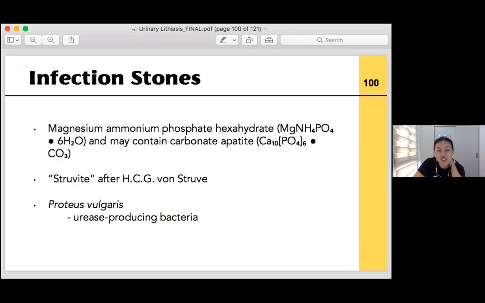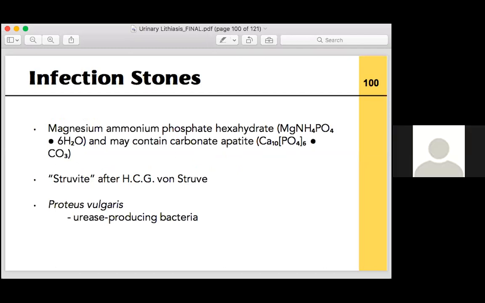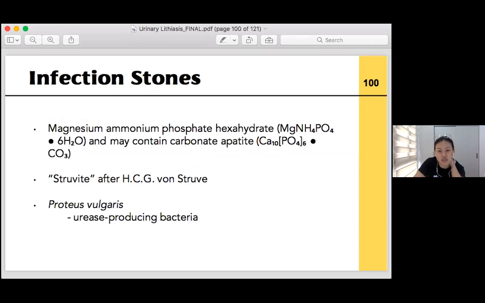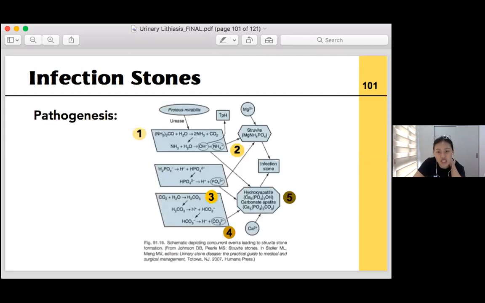So for infection stones, these are primarily composed of magnesium, ammonium, and phosphate, and may contain carbonate apatite. This was found by a Swedish geologist who named it after his mentor and called it struvite. They also isolated Proteus vulgaris, which is a urease-producing bacteria. So for the pathogenesis of this, because urease is not present in sterile human urine, infection with urease-producing bacteria is a prerequisite for the formation of infection stones.